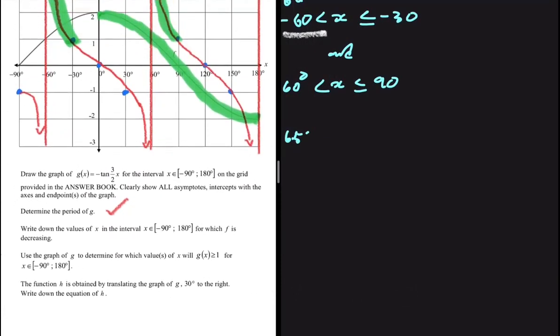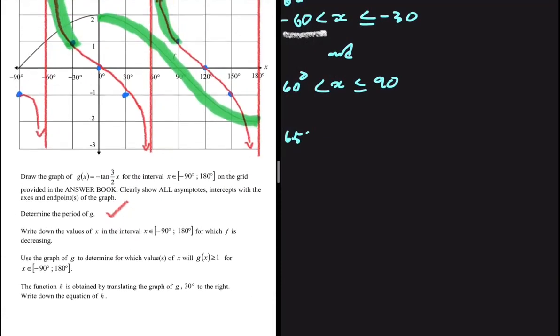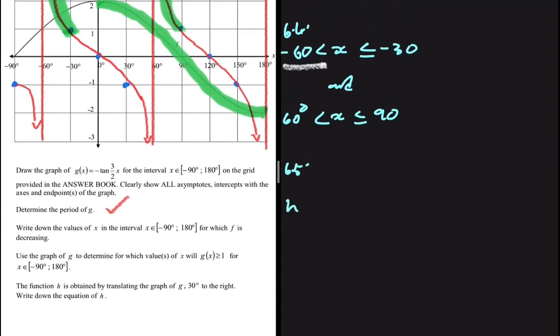6.5, the function h is obtained by translating the graph of g 30 units to the right. Write down the equation of h. So h of x will be equals to g of x minus 30. Let's think about that. When you want to shift your graph to the right, you minus the x values, and then when you want to shift your graph to the left, you plus your x values. So it seems counterintuitive that how do we move right by subtracting and move left by adding?